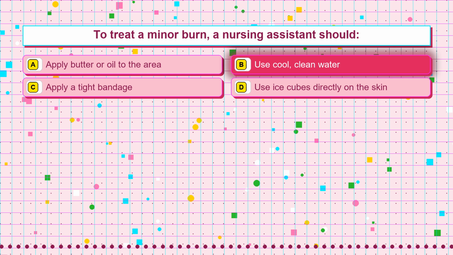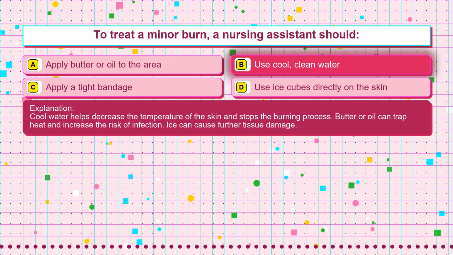The correct answer is option B. Use cool, clean water. Cool water helps decrease the temperature of the skin and stops the burning process. Butter or oil can trap heat and increase the risk of infection. Ice can cause further tissue damage.